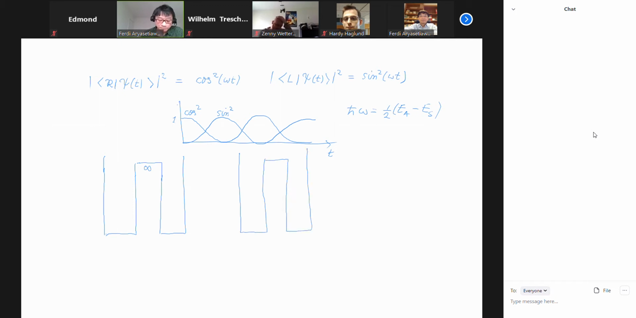Then, if we just look at the solution, there will be a symmetric solution like this, and we have the anti-symmetric solution like that. We now do not have any weight in the barrier region because it's infinite, so the particle cannot penetrate inside the barrier. So the wave functions are completely confined either on the left or on the right.